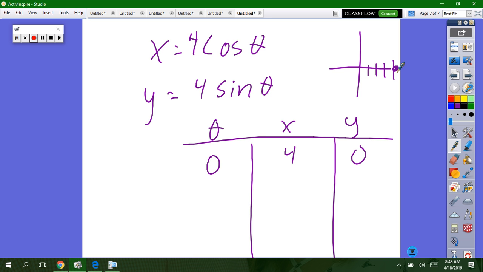Good. Let's do pi half. Cosine of pi half. 0. 0 times 4. 0. Sine of pi half. 1 times 4.